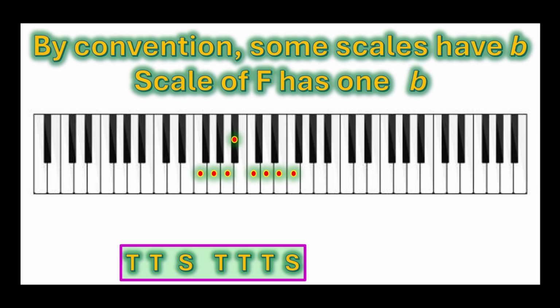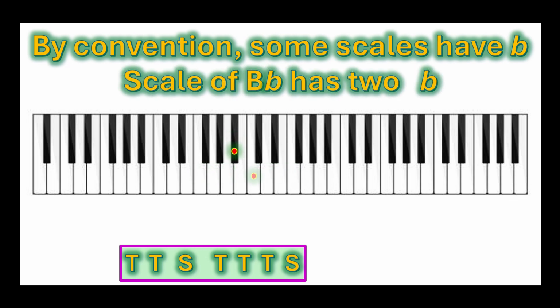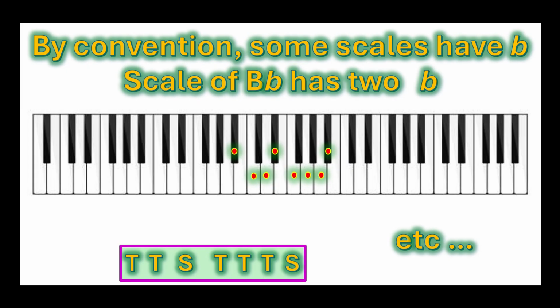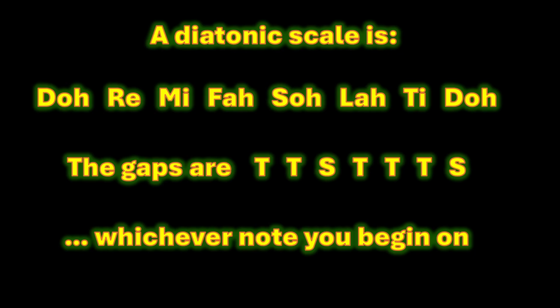You can even play a scale starting on a black note, for instance starting on B flat. If you go up tone, tone, semitone, tone, tone, tone, semitone from a B flat, you'll find that the scale has two flats in it, the B flat itself and an E flat, and so on. Whichever note of the piano you start on, whether it's a white note or a black note, when you play do, re, mi, fa, sol, la, ti, do, the gaps are always tone, tone, semitone, tone, tone, tone, semitone, whichever note you begin on. So why is this important?